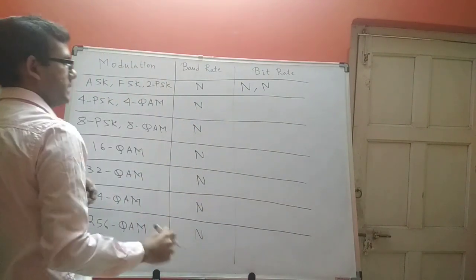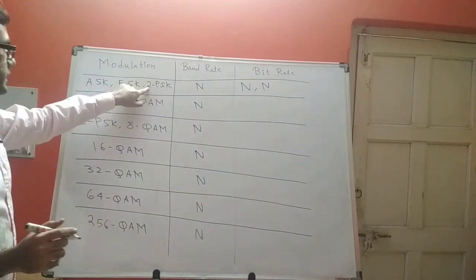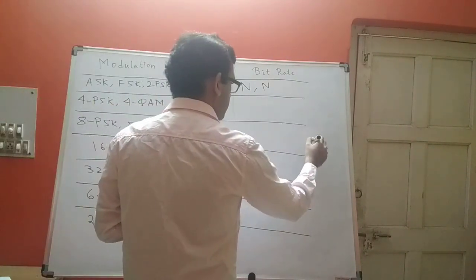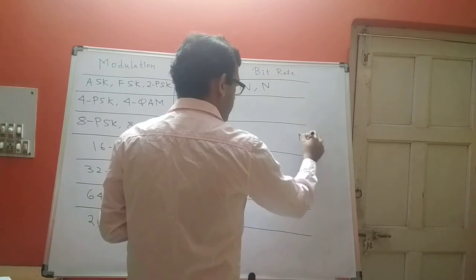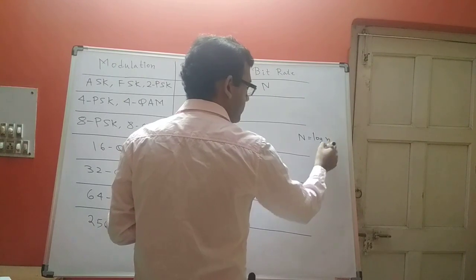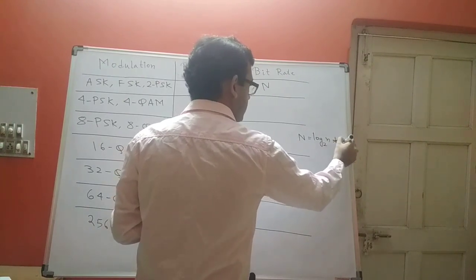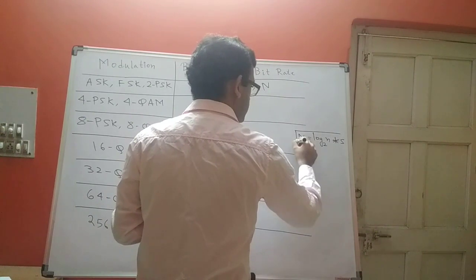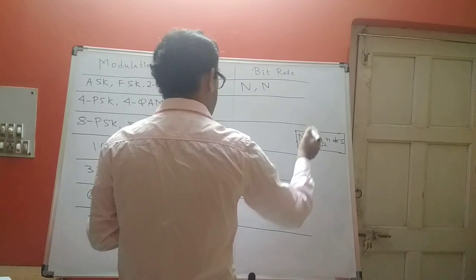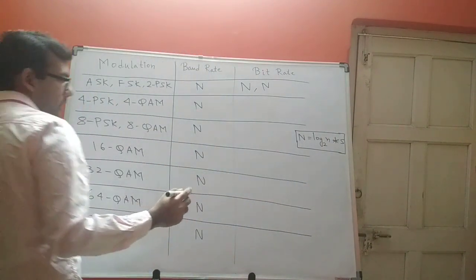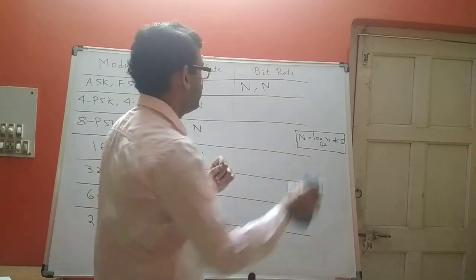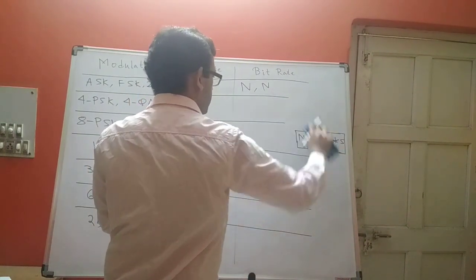Now what about 2 PSK? The order in this case is 2. If you remember, the formula was my bit rate is given as log of the order with base 2 multiplied by the baud rate. This was the formula. Now here S stands for your baud rate and your capital N stands for your bit rate. The capital N stands for bit rate and small n denotes the order of modulation.